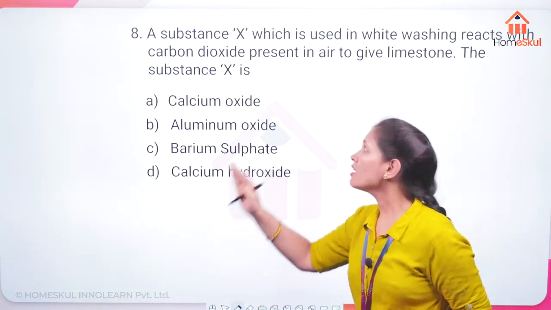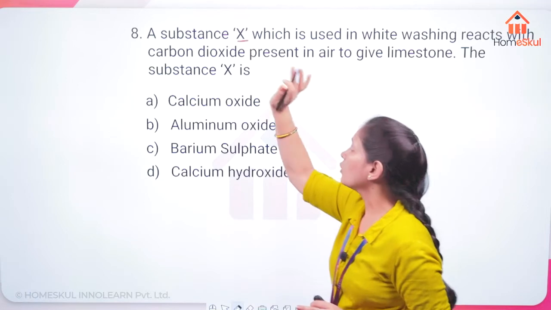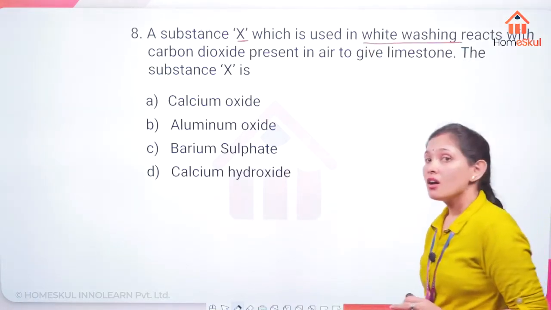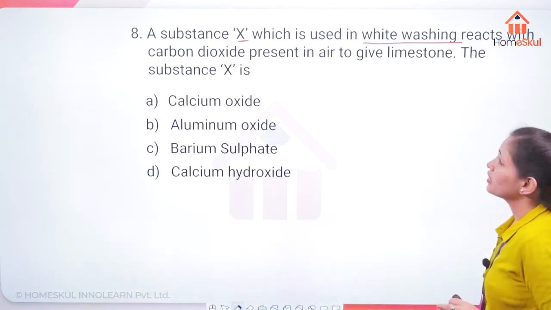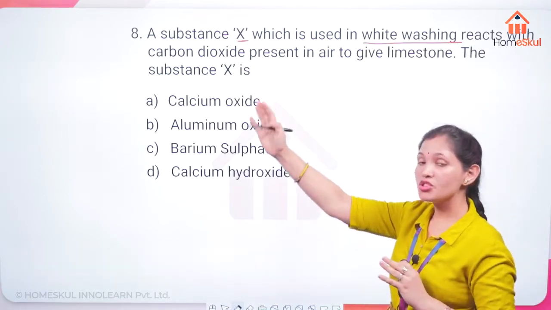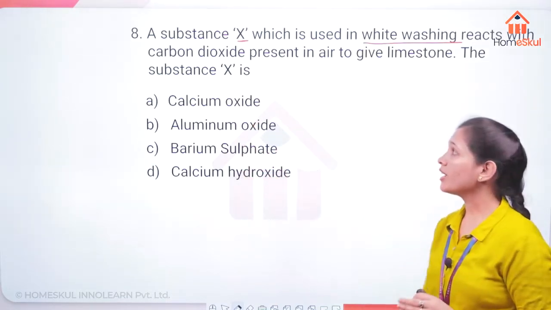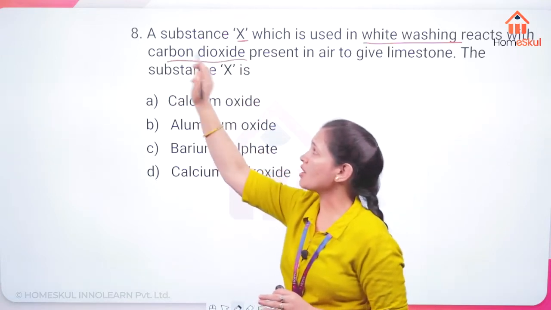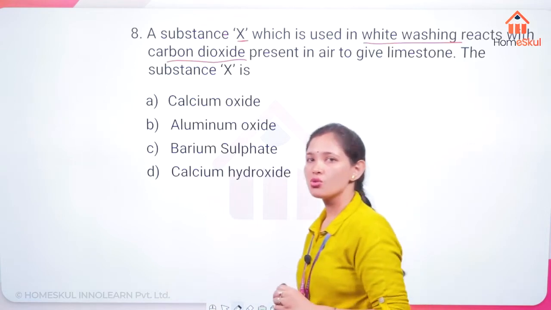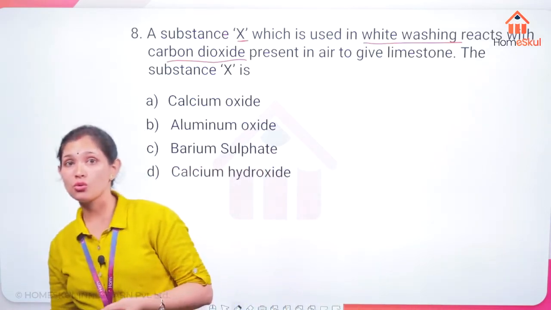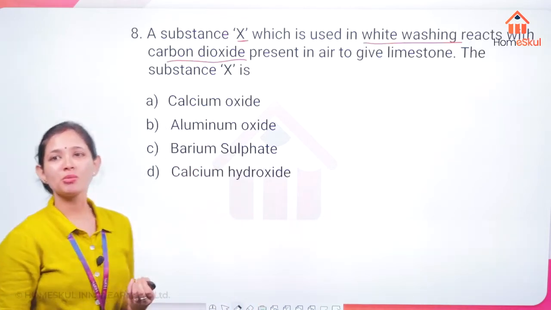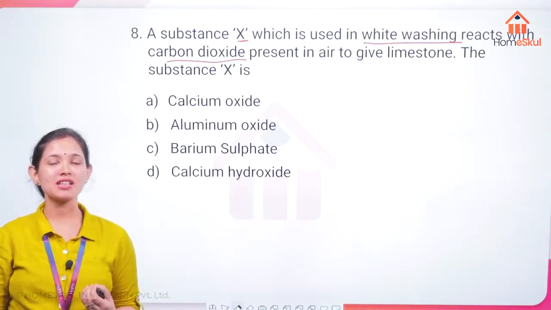Just see here, a substance X is there, which is used in whitewashing. It is going to react with carbon dioxide present in air to give limestone. It is going to form limestone by reacting with carbon dioxide. So which should be the correct answer here? Will you please tell me?